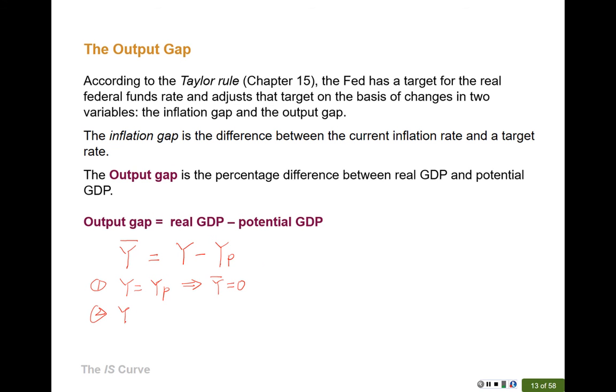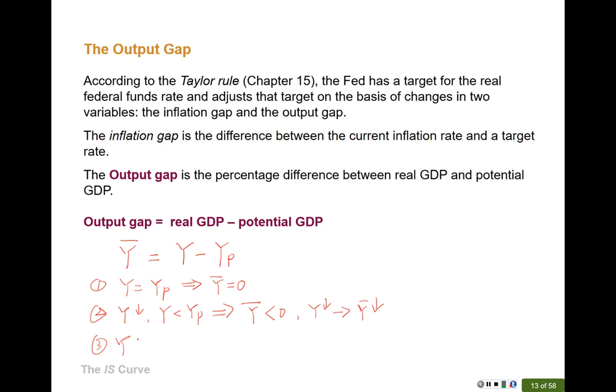If real GDP goes down, and we assume real GDP falls below the potential GDP, the output gap will become negative because Y minus YP here will be smaller than 0. So the idea behind this is if output or real GDP goes down, the output gap will also go down.